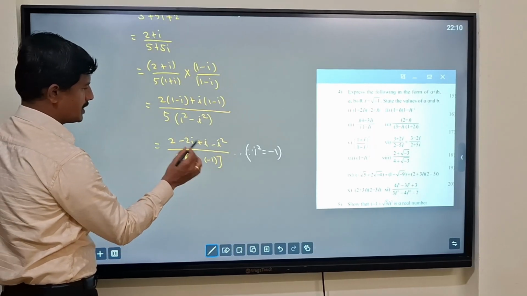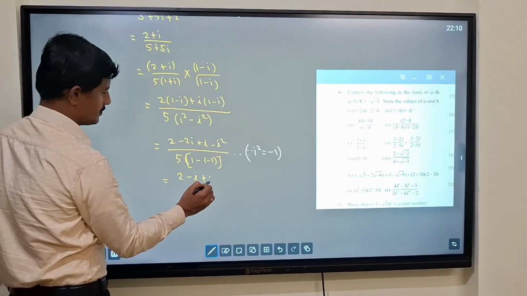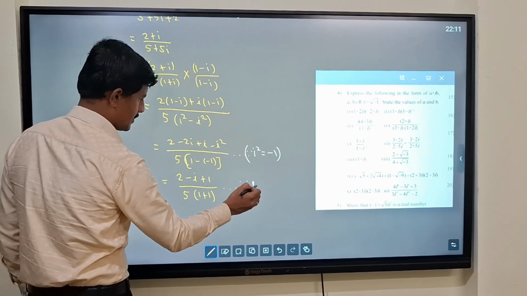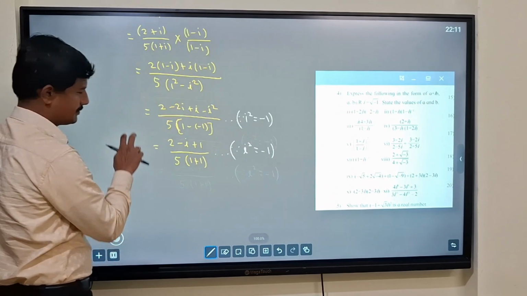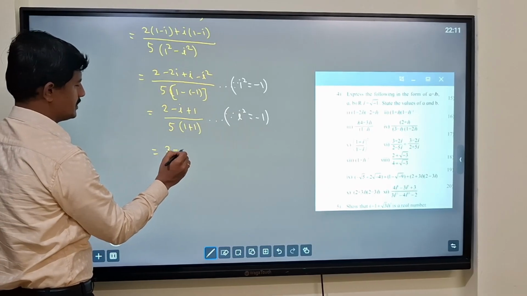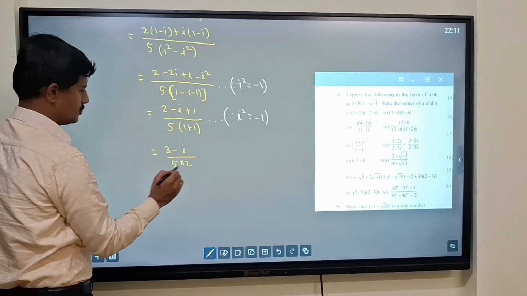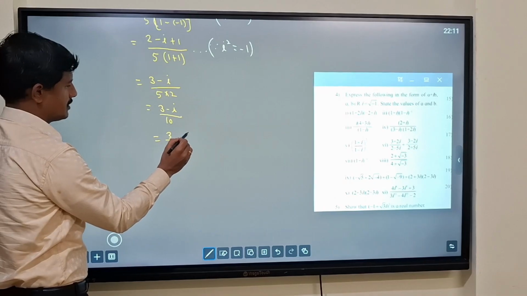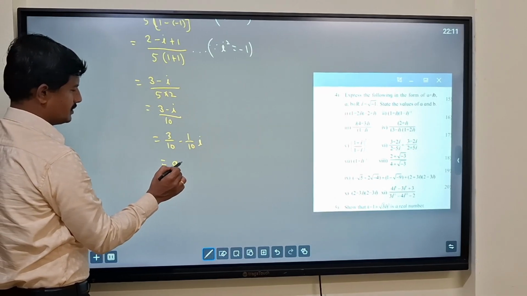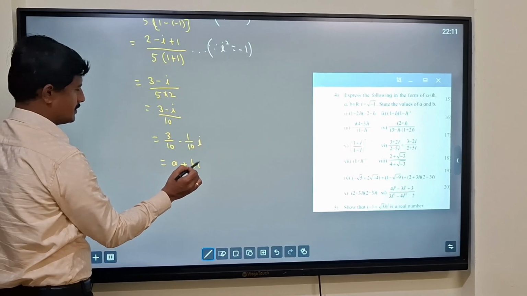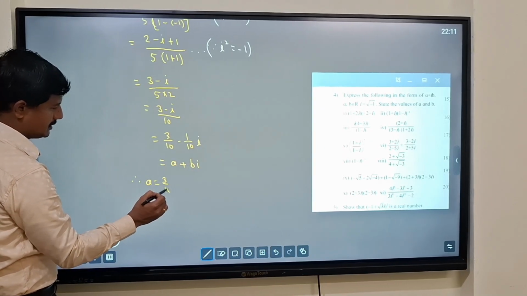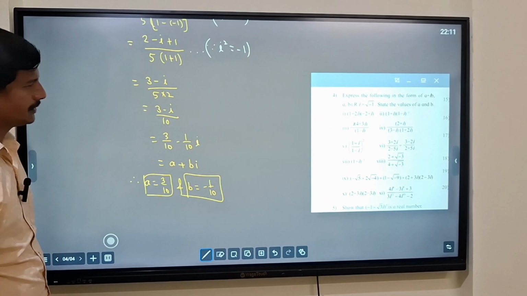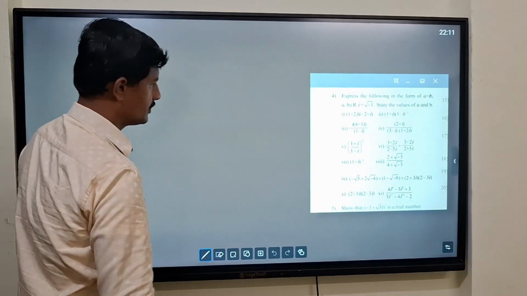Here this is 2 minus 2i plus i, which is simply minus i. This becomes again plus 1. 5 into 1 plus 1. Here again same reason, i square equal to minus 1. This 2 plus 1 becomes 3 minus i upon 5 into 2. So this becomes 3 minus i upon 10. So we can write this as 3 by 10 minus 1 by 10 i is simply a plus bi. Therefore a is 3 by 10 and b is minus 1 by 10. Okay, this is the fourth one. Now fifth question.